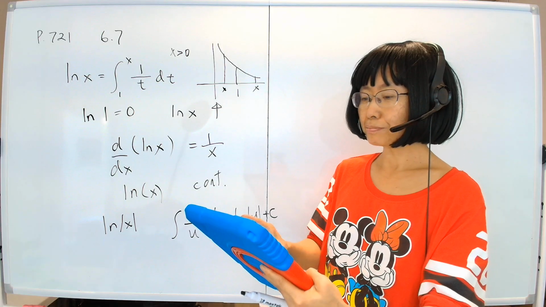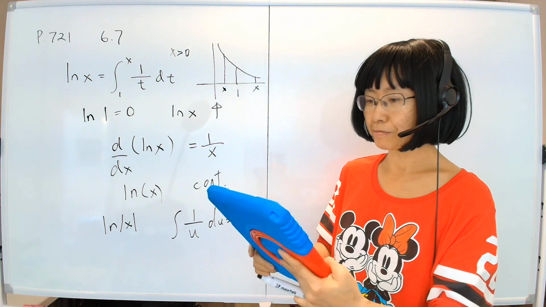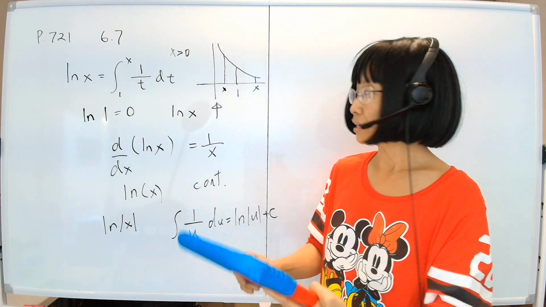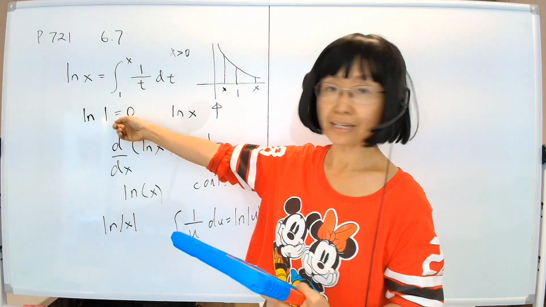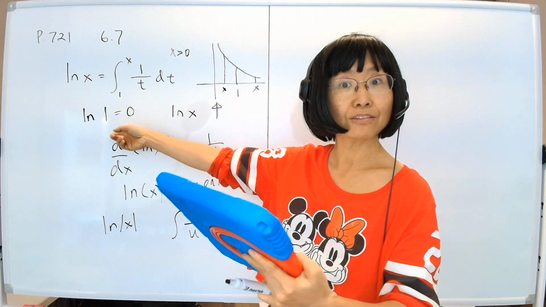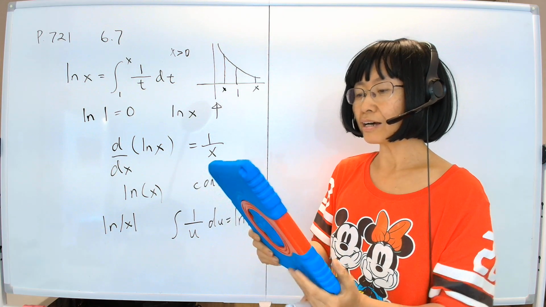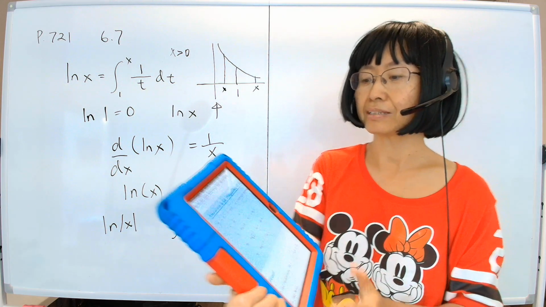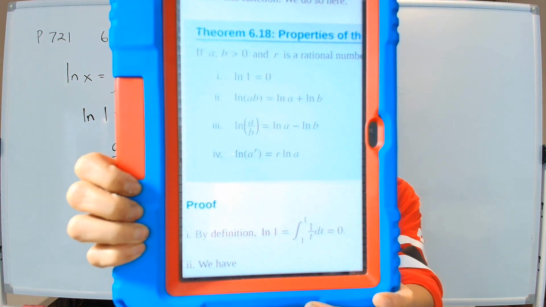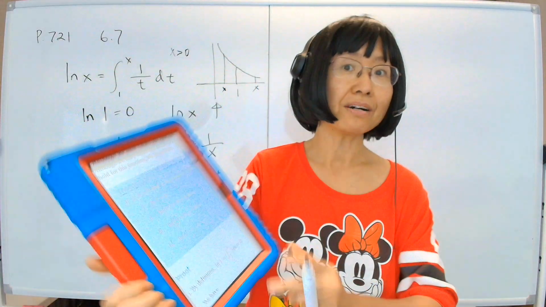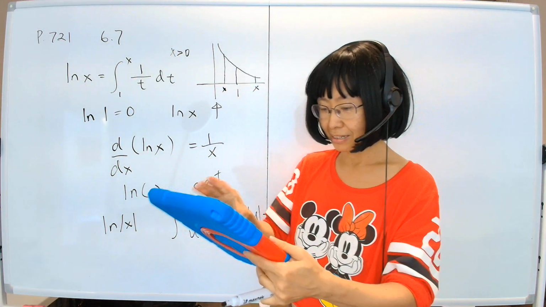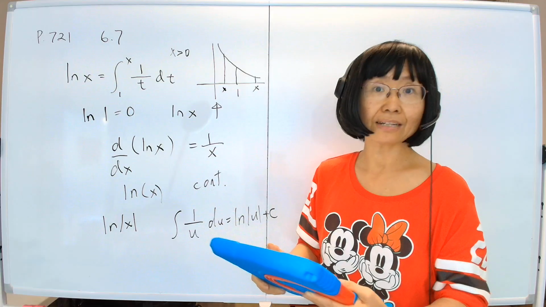So the properties are in theorem 6.18, a couple pages later. The first property the alien has already discovered is the natural log of 1 equals 0. The second property is the natural log of a product is the same as the sum of the natural logs. See the second rule, which of course you are familiar with, but he's not. So then he has to prove it.